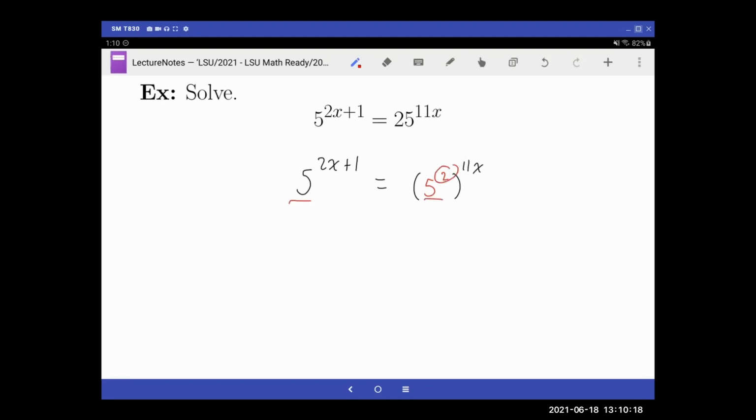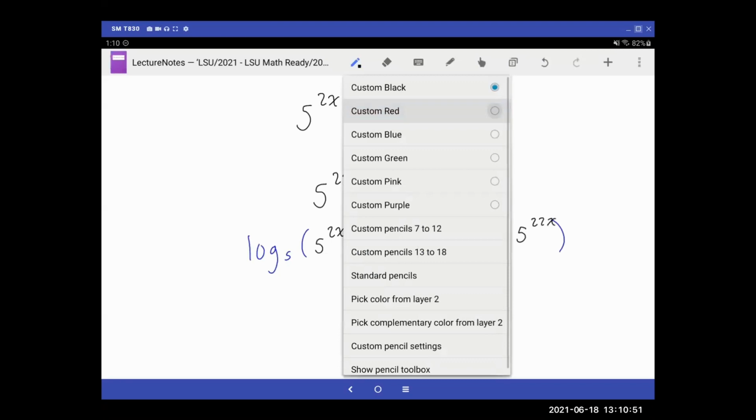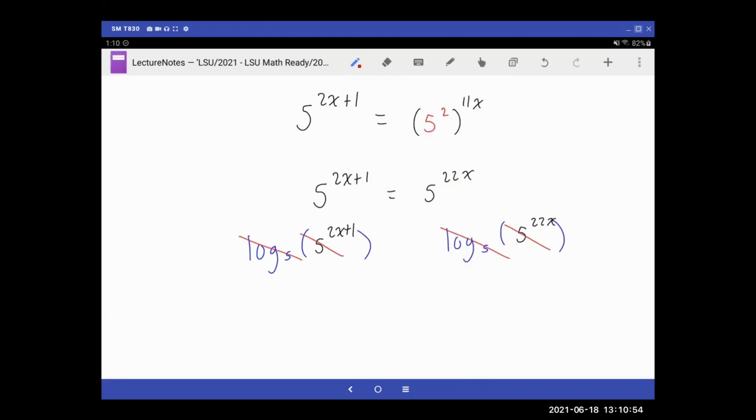And remember, when you raise a power to a power, you just multiply them together. So that'd be 2 2x there. So 5 to the 2x plus 1 equals 5 to the 2 2x power. Okay, now if I apply that logarithm rule to both sides, log base 5 on both sides, those cancel. Forgot my equal sign. Those cancel and leave me with 2x plus 1 equals 2 2x.